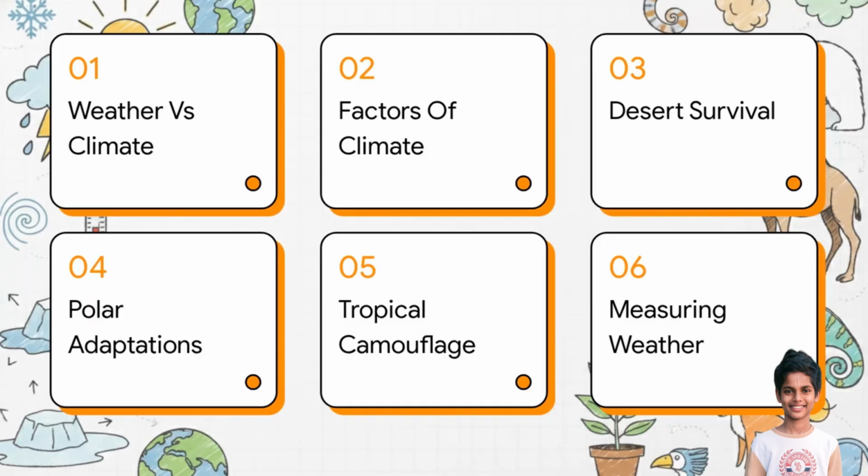Here is exactly what we're conquering together today. Weather versus climate, the factors changing our climate, desert survival and adaptations, freezing cold polar adaptations, tropical climates and camouflage, and finally, measuring weather with math.